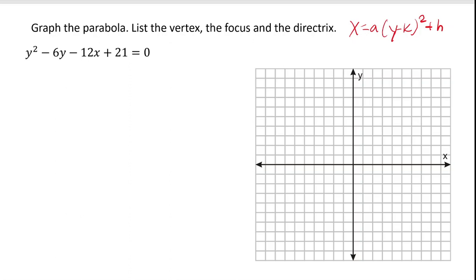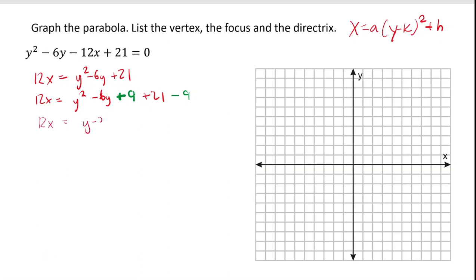So I'm going to get the 12x by itself, and everything else will be on the other side. So I'll have 12x is equal to y squared minus 6y plus 21. 12x is equal to y squared minus 6y. I'm going to leave a little space. And notice that I'm going to have to add 9 in order to make those first three terms a perfect square trinomial. And then I'm just going to subtract 9 also to balance the equation. This allows me to rewrite as 12x is equal to (y minus 3) quantity squared, and then 21 minus 9 is a number. I believe it's 12.